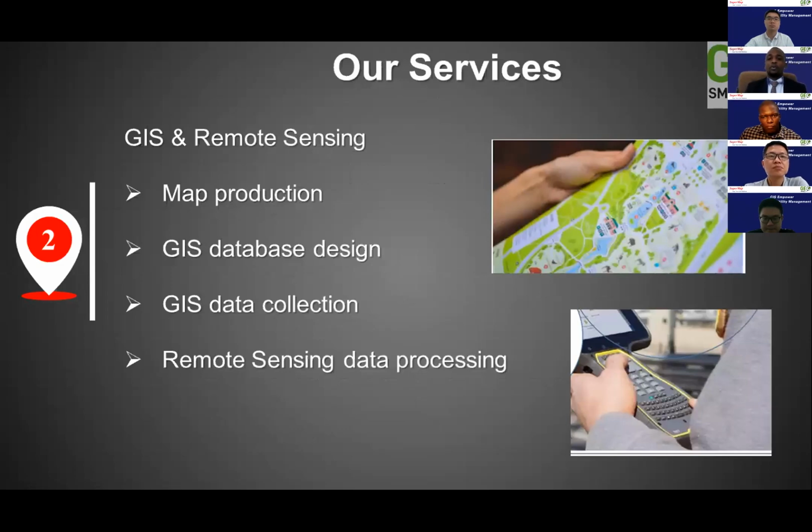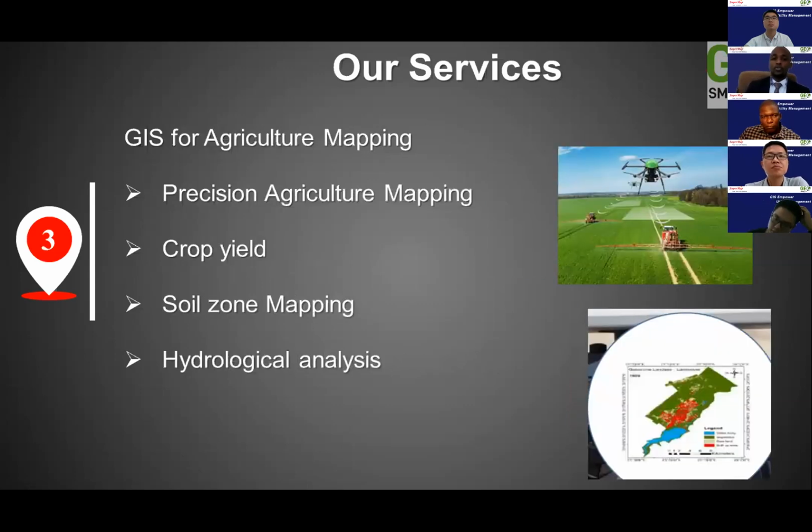Right now, I'll share our services. We offer GIS and remote sensing services. We do map production, database design, data collection, and we also process data as far as remote sensing is concerned. We also offer GIS services in agriculture, where we do precision agriculture mapping, crop yield, soil zone mapping, and hydrological analysis.